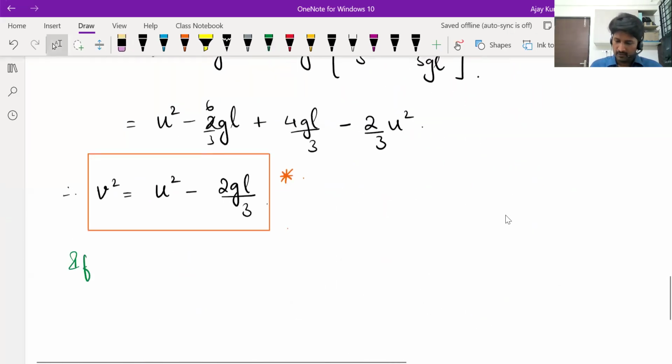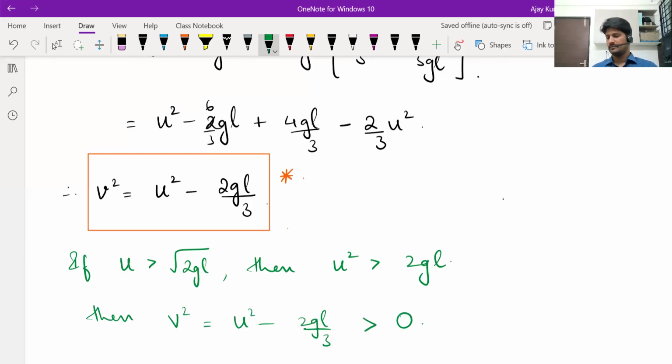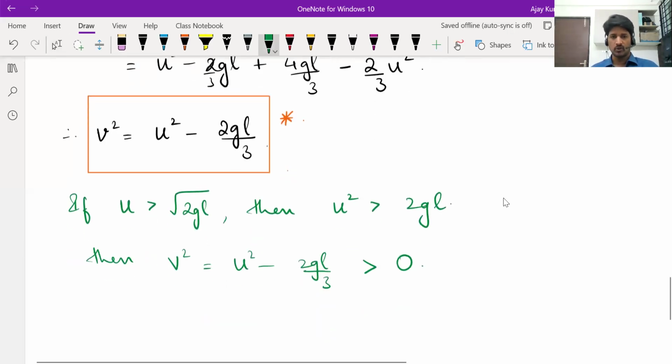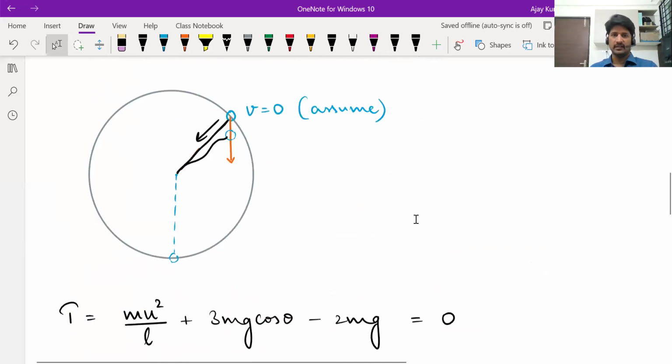Now, if u is more than root 2gl, then u square will be more than 2gl. Then v square, which is u square minus 2gl by 3, will definitely be positive. Because u square is 2gl or more than that, this whole thing will not become 0. It won't become negative. It will be positive. So what have we found? If tension ever becomes 0 in the string, the speed there is non-zero.